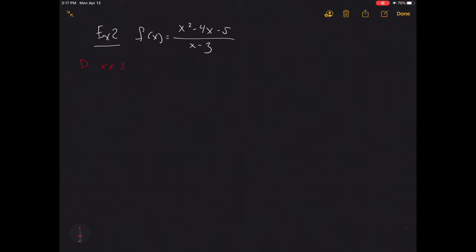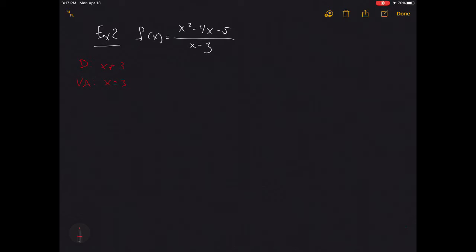And as long as that doesn't also make the numerator 0, that's also going to become our vertical asymptote. If you look at the numerator, if you were to plug 3 into the numerator, it would not make the numerator 0. So we don't have a problem there. So this is also our vertical asymptote. The vertical asymptote is x equals 3.